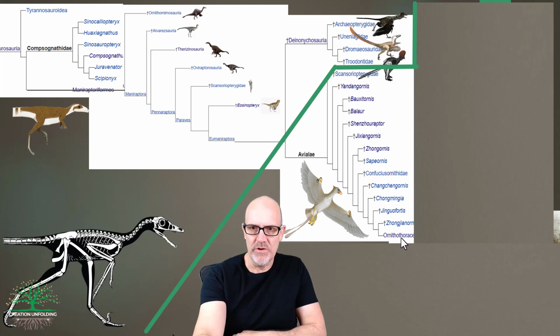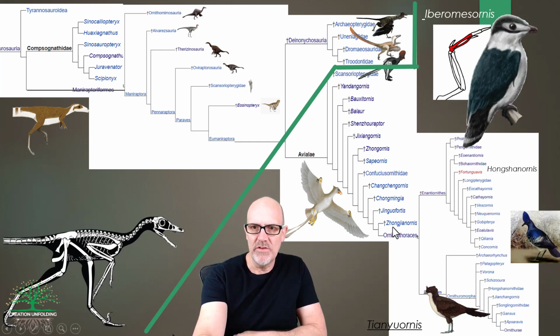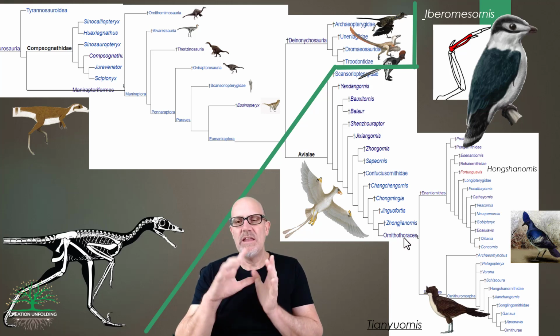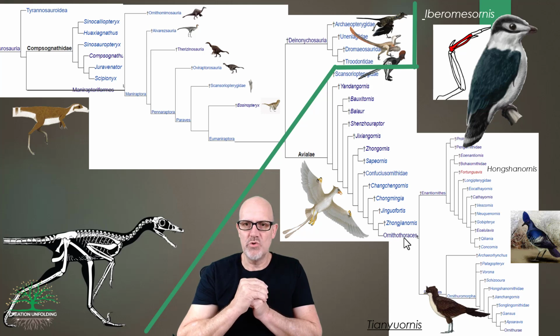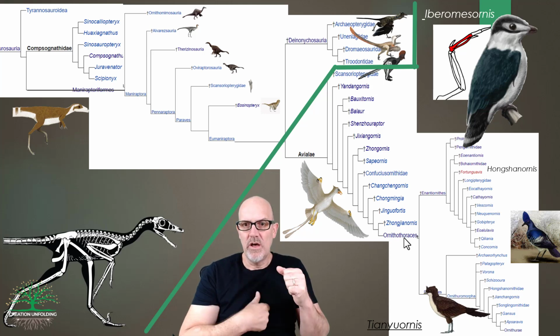Okay, so Ornithothoraces. We click on that, and here we've got another cladogram that's opened up over here. Again, think Russian nesting dolls. I click on this group, and I have these other groups that open to the right. Now, Ornithothoraces means literally bird thorax. That's what this means.